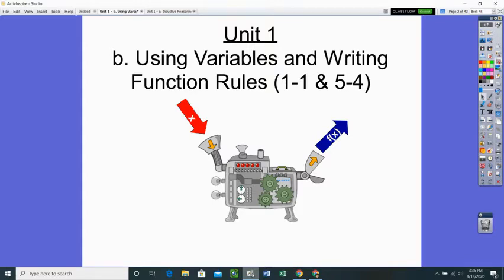While you're copying down the topic, I just want to make sure you understand this convention that I use throughout the year. You see these numbers at the end. That is your reference to the textbook. So 1-1 means Chapter 1, Section 1. 5-4 means Chapter 5, Section 4. And the ideas that we're using today can be found in those two sections of the textbook.